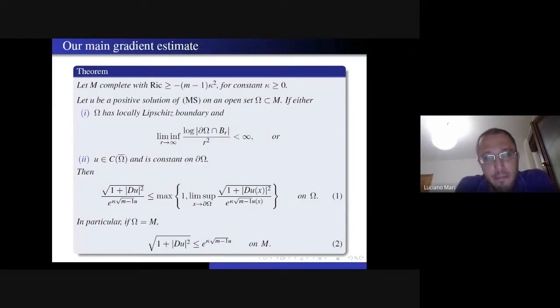Think that for manifolds of this kind with Ricci bounded below, the growth of the volume of balls is at most exponential if k is positive, or polynomial. So this is a quadratic exponential. Nevertheless, we haven't been able to remove this assumption. I'm not sure it could be removable. But it's not needed if u is constant on the boundary.